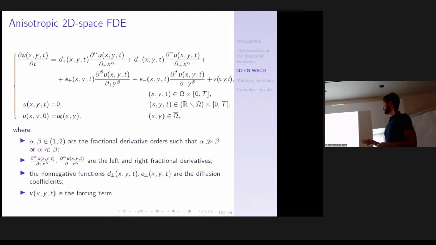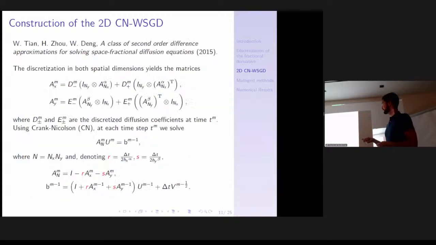So we have to discretize the diffusion coefficients, which are just functions or constants, and the time derivative. The diffusion coefficients become diagonal matrices. The discretization of the fractional derivative operator in two dimensions is done through the Kronecker product. And the time derivative is discretized through the Crank-Nicolson technique. And this leads to a sequence of linear systems that we have to solve.